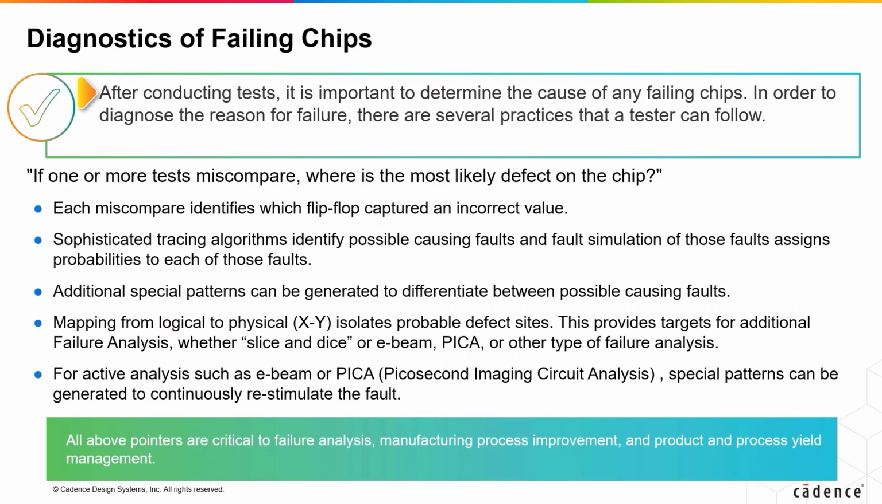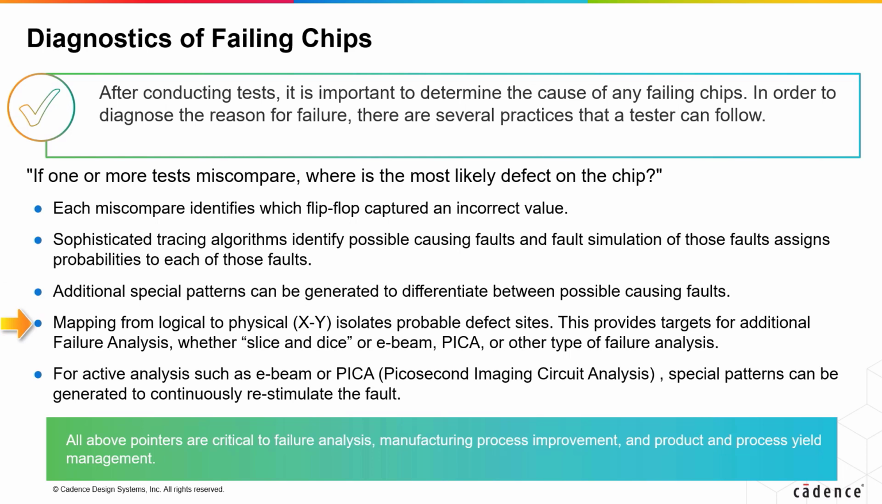Finally, once we start getting failing chips, we want to know why they failed. So what can we do? Each miscompare contains the information, which scan chain and which scan cycle, to uniquely identify the flip-flop that captured the incorrect value. Simulation and tracing algorithms use this information to generate a list of possible causes, called a callout list. The test pattern generator can generate patterns to differentiate between the possible faults.